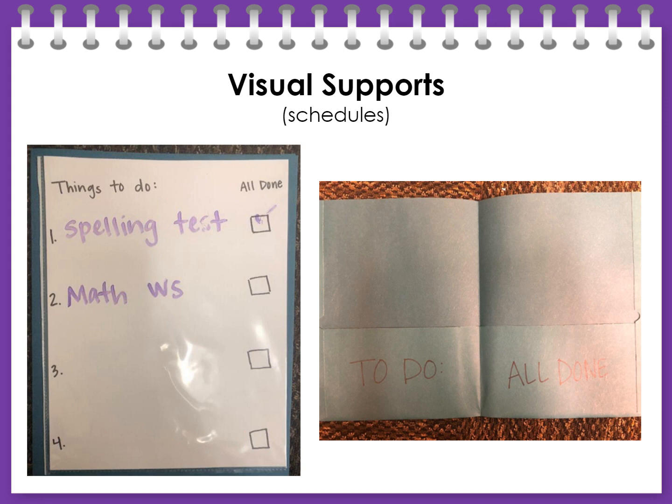Looking at the activity schedule on top of the student's work folder, the student can see what he or she needs to do for that class period, and then check off "All done" once each task or assignment is completed. The student can also move over the completed assignments to the "All done" side of the folder.